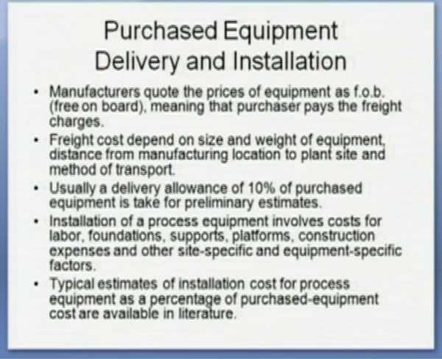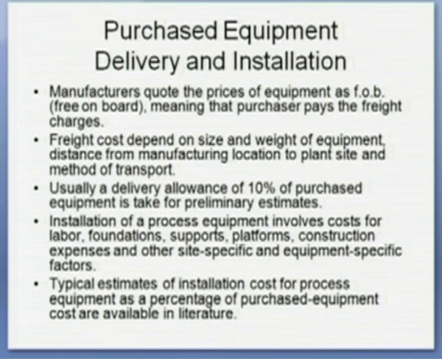What we get from the quote is maybe the FOB cost. Manufacturers quote the prices as FOB cost, free on board, meaning that the purchaser has to pay for the freight charges. The freight cost depends on the size and weight of equipment, the distance from the manufacturing location to the plant site, and the method of transport, whether it is transported by road on trucks or by rail, and so on. Usually transport is not via air for large scale equipment.